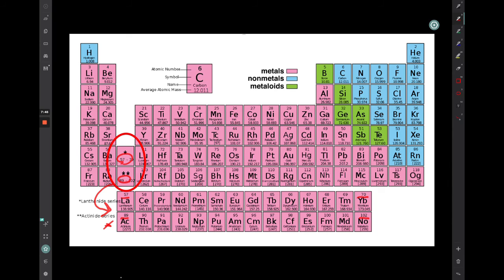Those are often referred to as the lanthanide series, the actinide series, just based on the names that begin the series. So the names from the elements for the series.